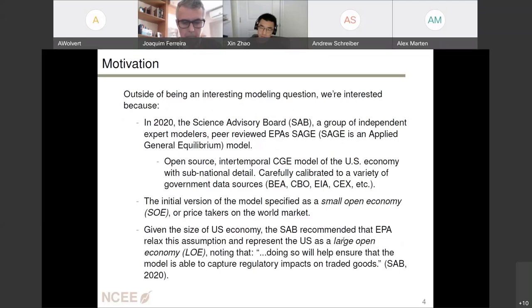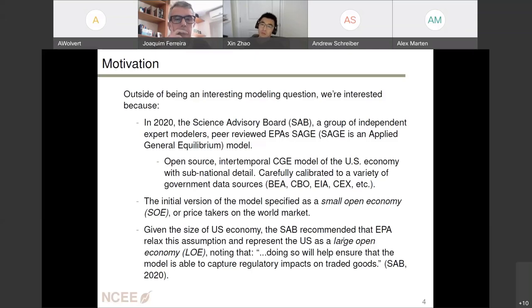Outside of being an interesting modeling question, we're interested in this at EPA because in 2020, the Science Advisory Board, which is a group of independent expert modelers, some of whom are on this particular call, peer-reviewed EPA's SAGE model. SAGE is an applied general equilibrium model. It's a CGE model of the US economy with subnational detail.